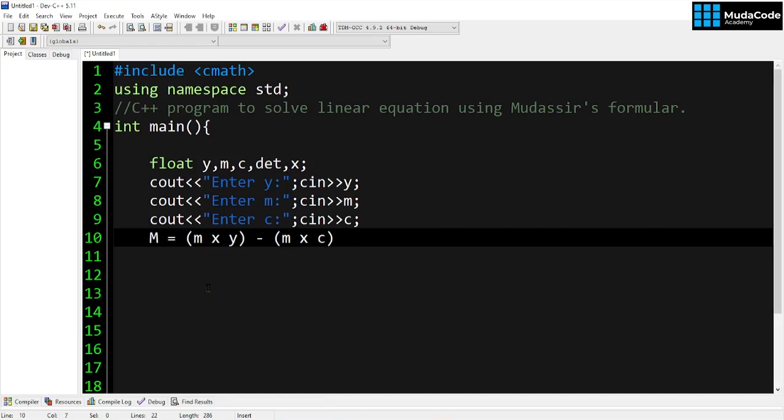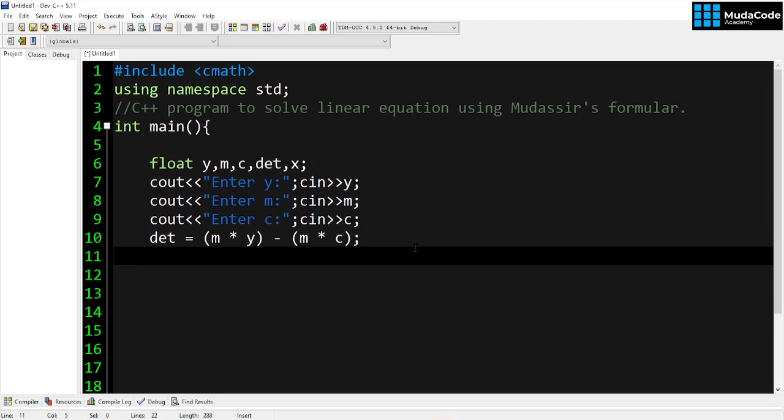So my m, this one is the determinant of the matrix, and I declared the variable here to be det. So I have to put det, and this times is star. I put star. The computer understands star as times. Hold your Shift plus 8, and I put my semicolon here. So in this line of code, I have found the determinant of my matrix.